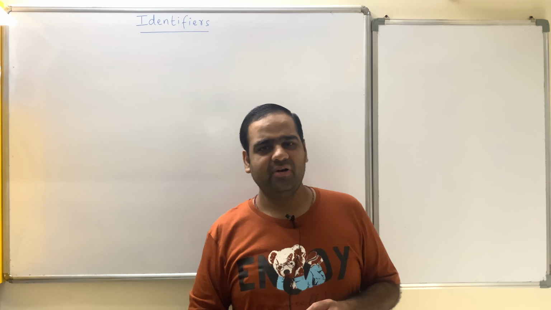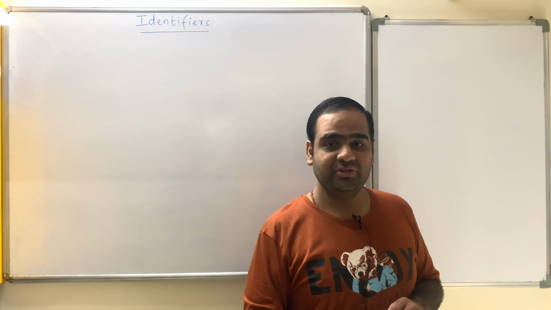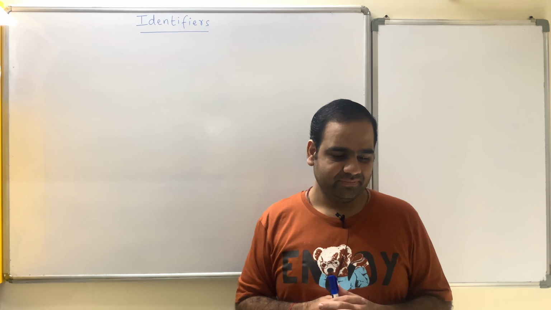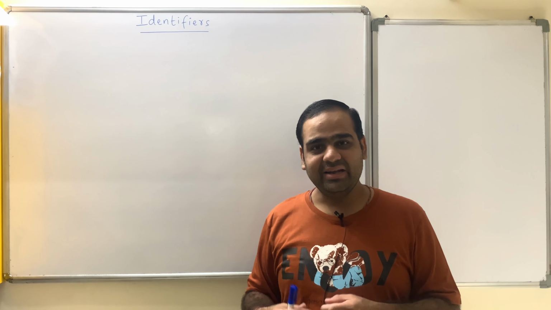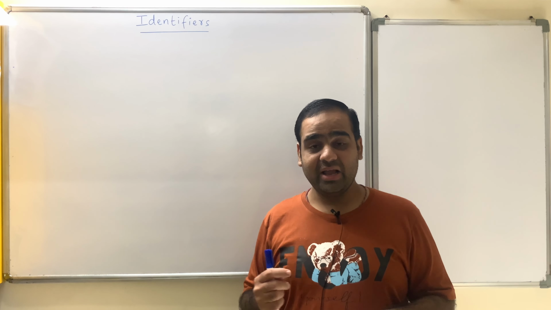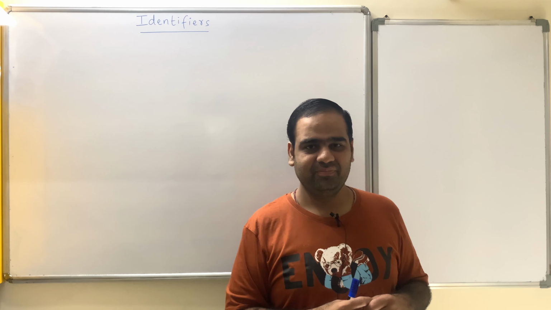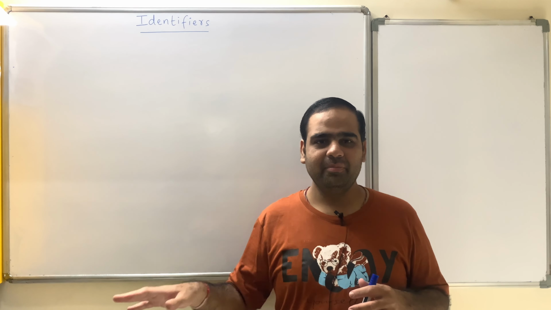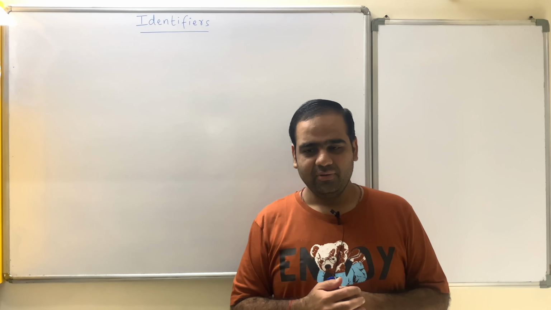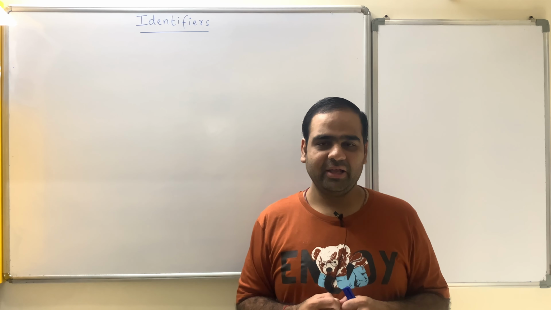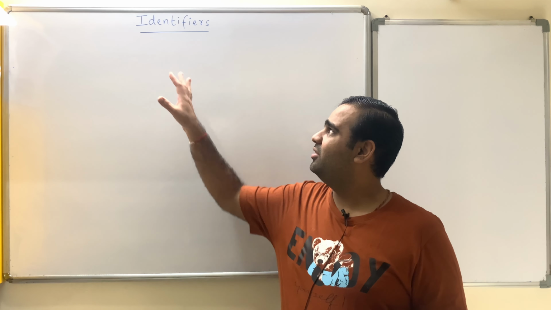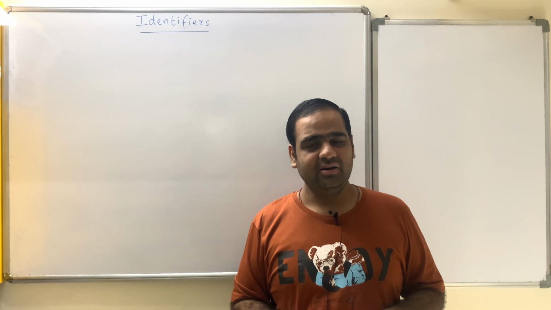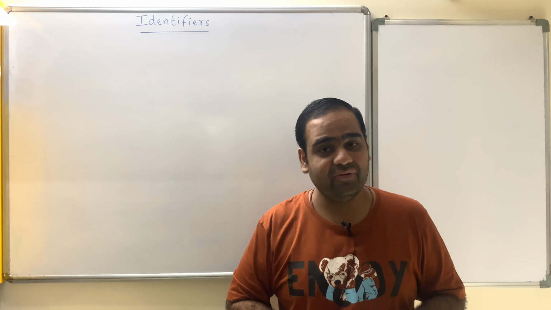What is an identifier? The name itself suggests that it is used to identify something. How do we identify some person? We identify someone by their name. We say my name is Deepak. We say her name is Bhavya, and so on. We identify with the help of name. Similarly, in C programming or in any programming language, identifiers are the name given.